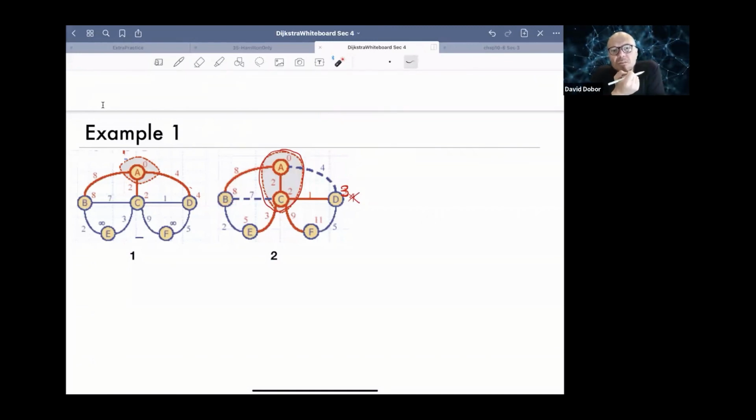Make sense so far? So far, so good? Okay, now let's continue. Oh, okay, so why is this? So can I ask you, why is this edge dashed here?